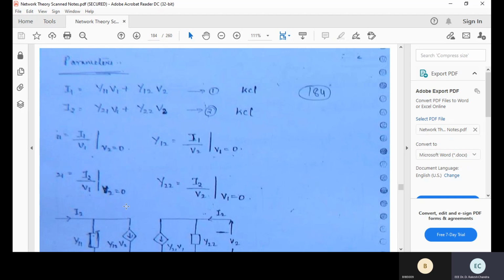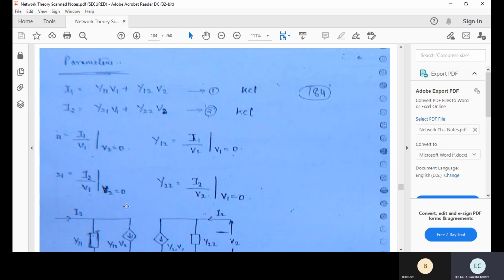Conventionally, I1 is equal to Y11 into V1 plus Y12 into V2. Similar to Z parameters, where V1 is Z11 into I1 plus Z12 into I2, in the place of I you replace V, in the place of V you replace I, and in the place of Y you replace Z. Everything is the same: in the place of Y11, Z11 will be there, in the place of Y21, Z21. Previously we were calculating V1, but here we will calculate I1. The same thing will be there.